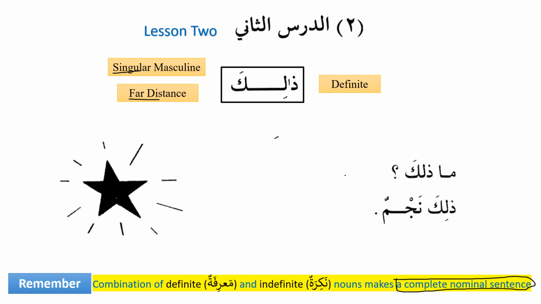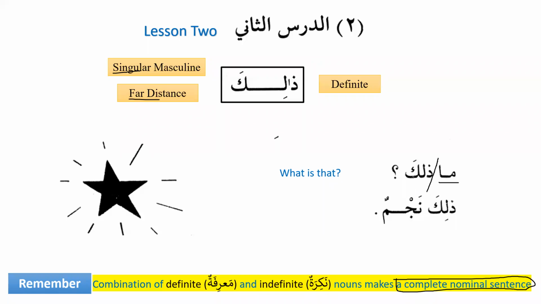So when we say dhalika, it means that. And when we say ma dhalika, what is that? Now we know that dhalika is a definite noun and ma is an indefinite noun. Please remember that all these particles that are used to ask questions are all indefinite nouns, nakira. So why is it in front of dhalika? Because it's the requirement, because we cannot say dhalika ma. Like in English, we cannot say "that is what." So what do we have to say? What is that? So that's why we bring this indefinite noun first and we bring the definite noun after that.